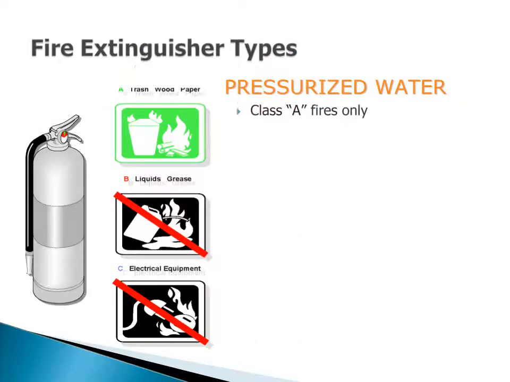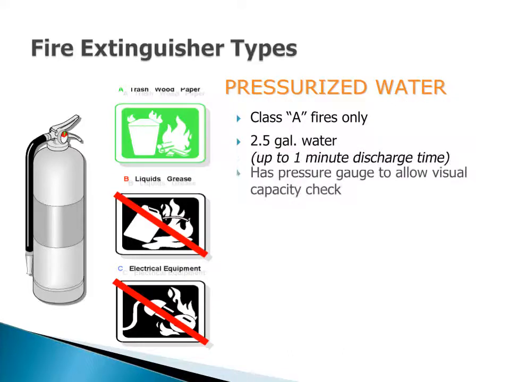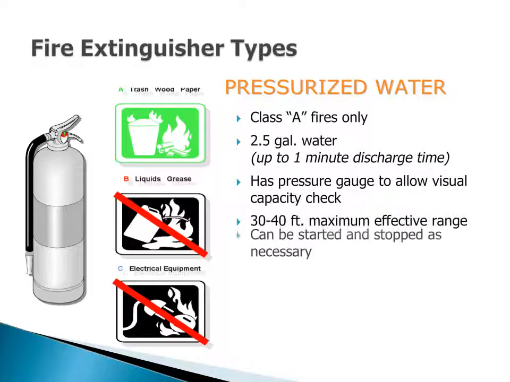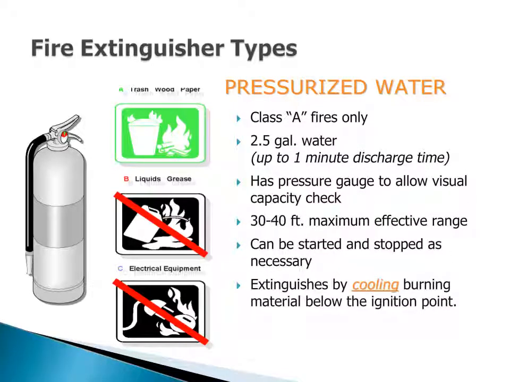Fire extinguisher types: pressurized water, Class A fires only. 2.5 gallons of water, up to 1 minute discharge time. Has a pressure gauge to allow visual capacity check. 30 to 40 feet maximum effective range. Can be started and stopped as necessary. Extinguishes by cooling burning material below the ignition point.